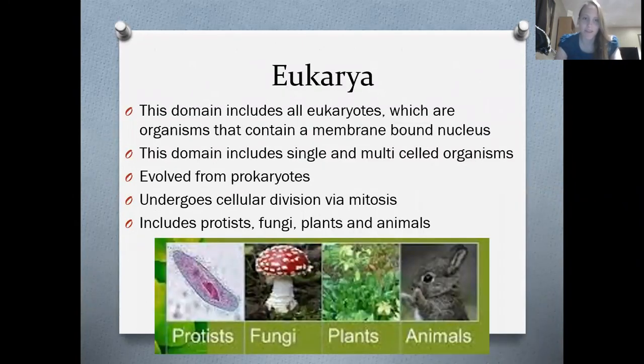And then lastly, we have the eukarya, which includes all of the eukaryotes. And eukaryotes are any organisms that actually have a nucleus with a nuclear membrane around it. These can be both single-celled or multi-celled organisms. They did evolve from prokaryotes many, many moons ago. They undergo cellular division via mitosis, so their cells divide to make more cells. And it includes categories like protists, fungus, plants, and animals.